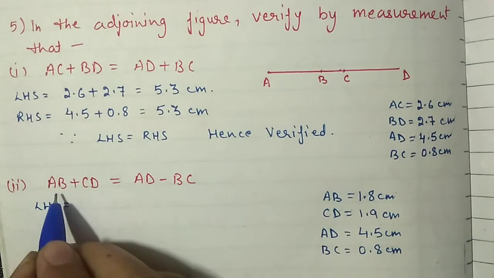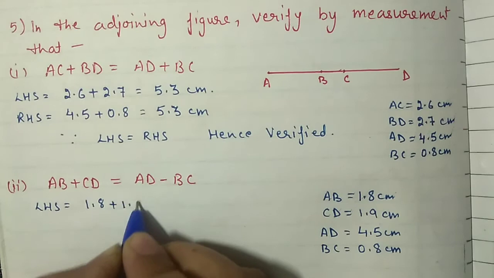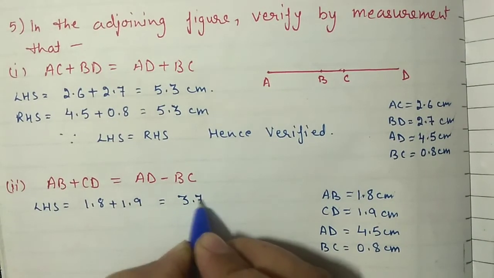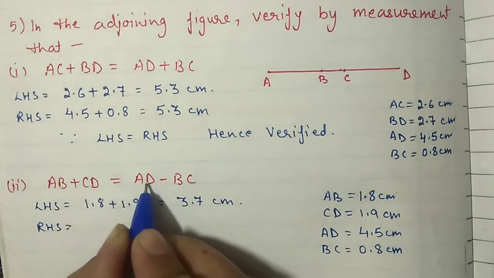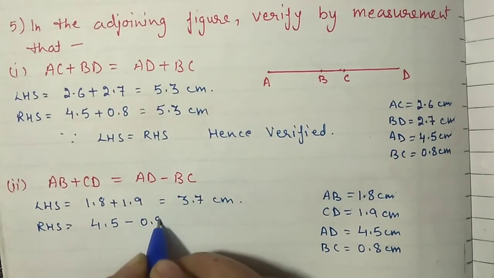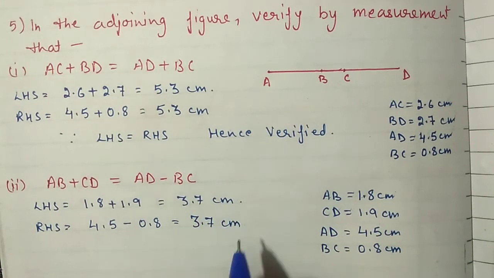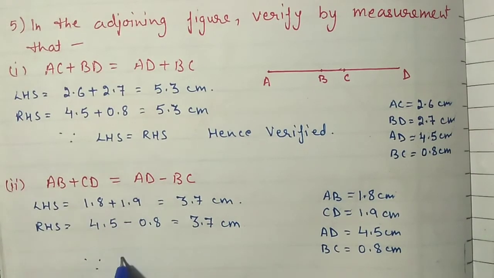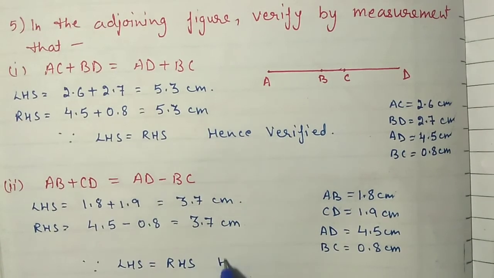So left side we have AB plus CD, 1.8 plus 1.9. So 1.8 plus 1.9 will be 3.7 centimeter. And now right side we will substitute. AD minus BC means 4.5 minus 0.8. So 4.5 minus 0.8 is also equal to 3.7 centimeters. So you can see left side and right side is equal. So because left hand side is equal to right hand side, hence verified.